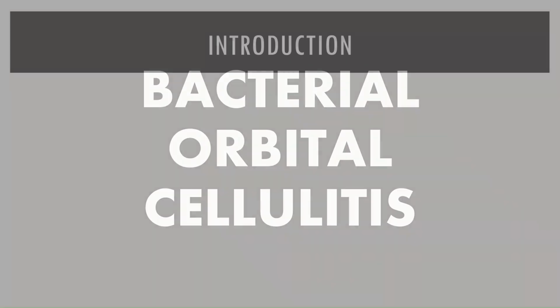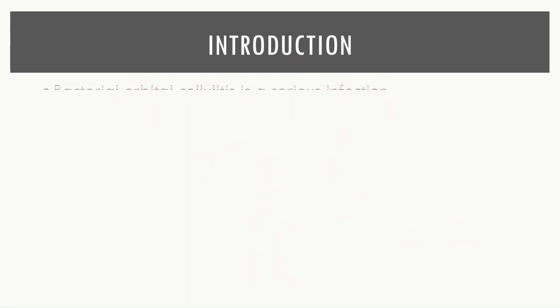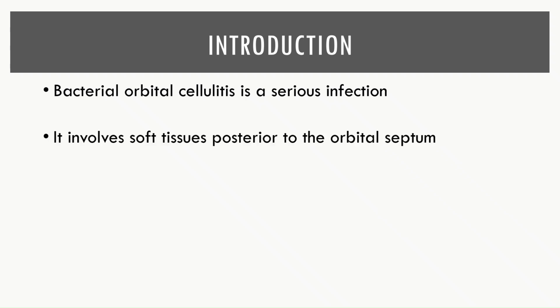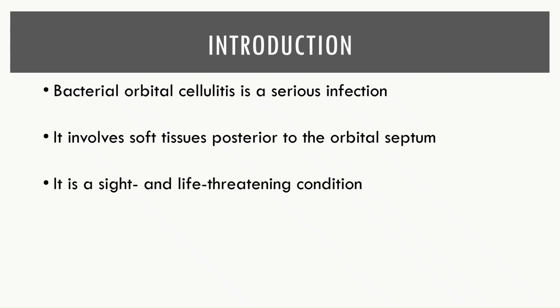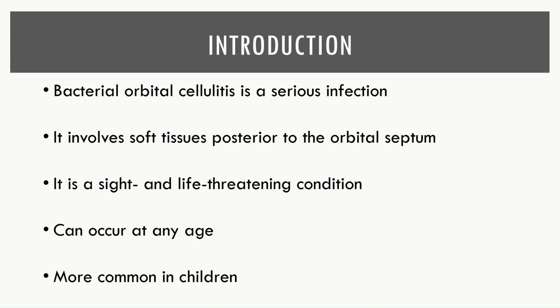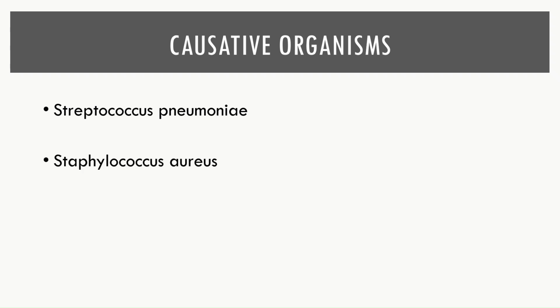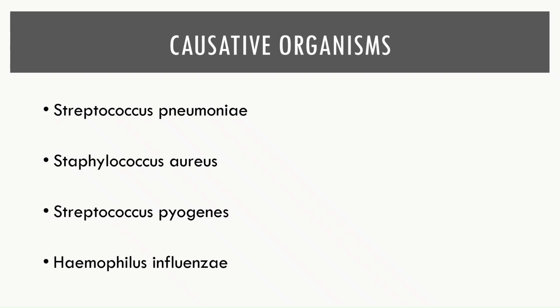In this video, we will discuss bacterial orbital cellulitis. Bacterial orbital cellulitis is a serious infection involving the soft tissues behind the orbital septum. It is both sight and life-threatening. It can occur at any age, but more commonly, it occurs in children. Causative organisms include Streptococcus pneumoniae, Staphylococcus aureus, Streptococcus pyogenes, and Haemophilus influenzae.